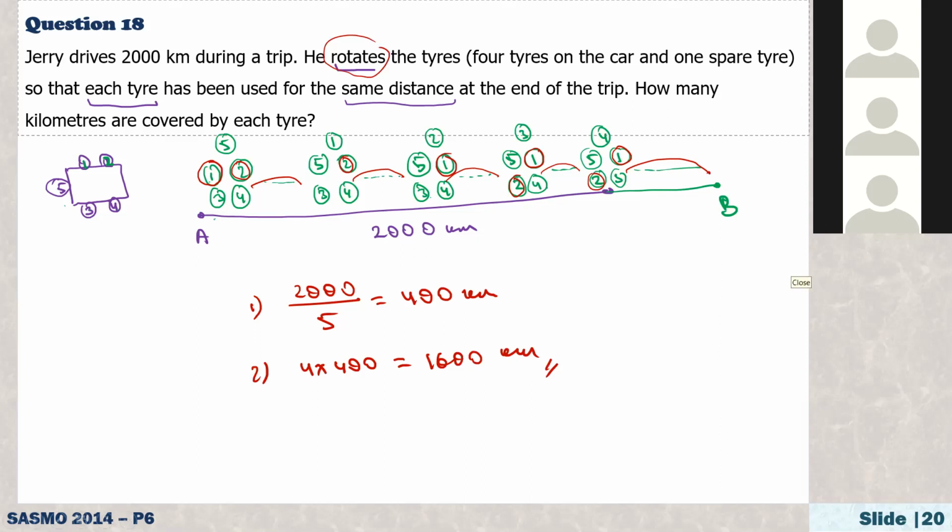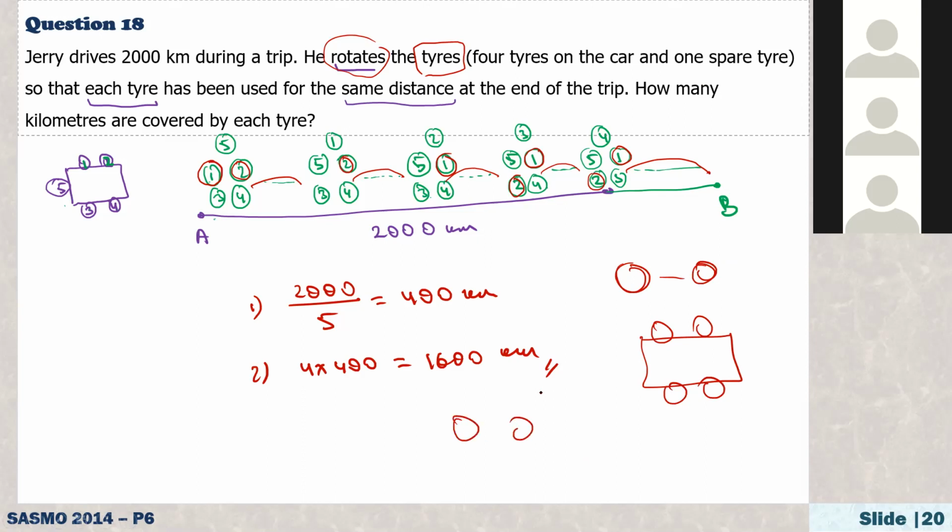Oh, Aiden, what's a tire? You don't know what a tire is? Aiden, you have a bicycle, right? We have 2 tires here, 1 tire and 2 tires. In a car, we have 4 tires. In a motorbike, we have 2 tires, right?